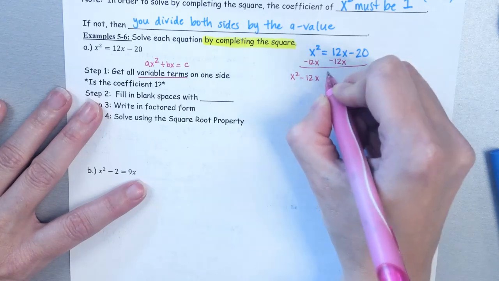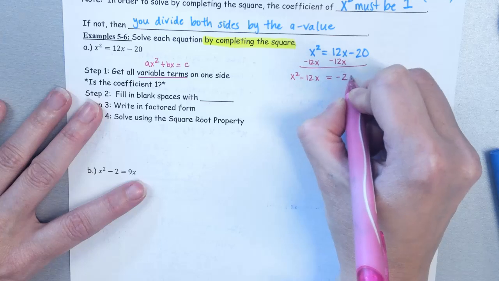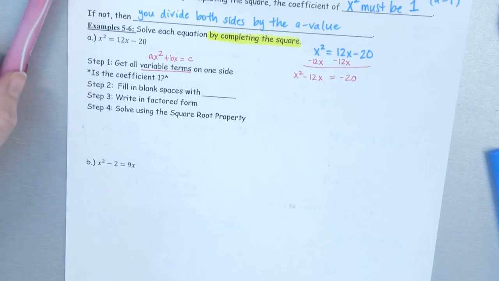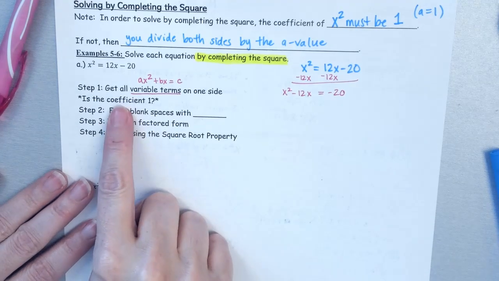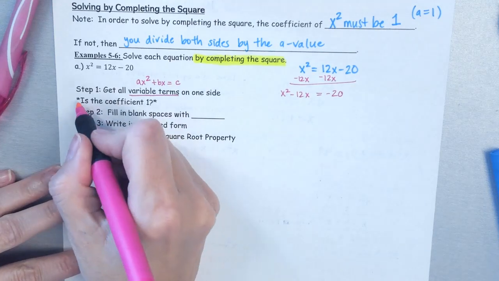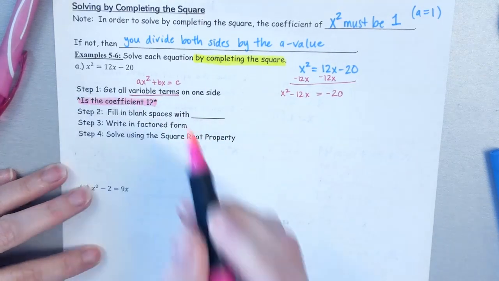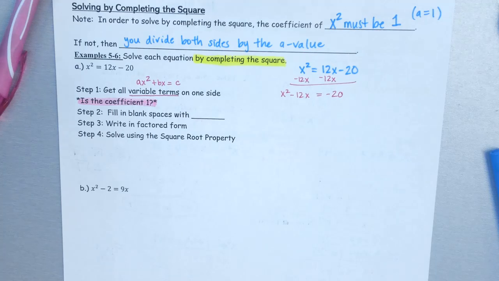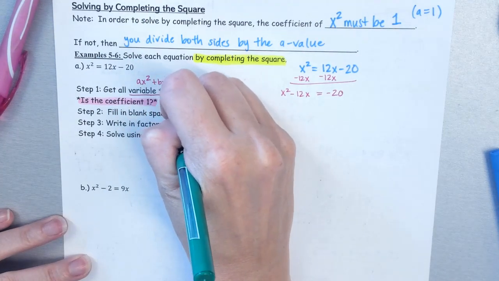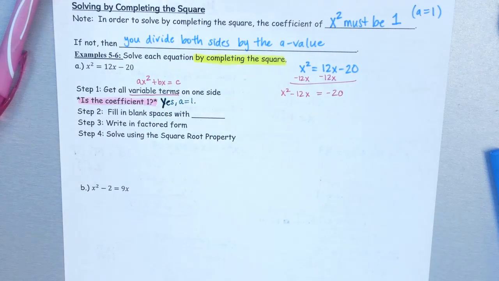Make sure that when you're moving something over, that you do the opposite, because I've seen people make small mistakes like that, and then it throws the whole thing off. We don't want that. Okay, and then it says, is the coefficient 1? You have to make sure that your a value is 1. Is your a value 1 here? Yeah. Okay, so good. You may proceed.